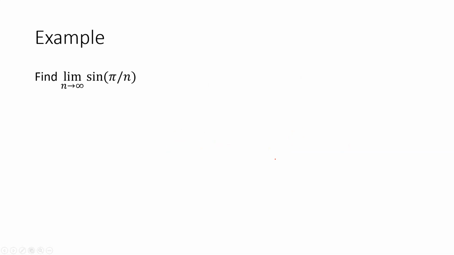So let's try an example here. Suppose I have the limit as n goes to infinity of sine of pi over n. So we can think of this as the sine of the limit, since sine of course is a continuous function, sine of the limit as n goes to infinity of pi over n. Since pi over n goes to 0, this is just equal to sine of 0, which is 0.